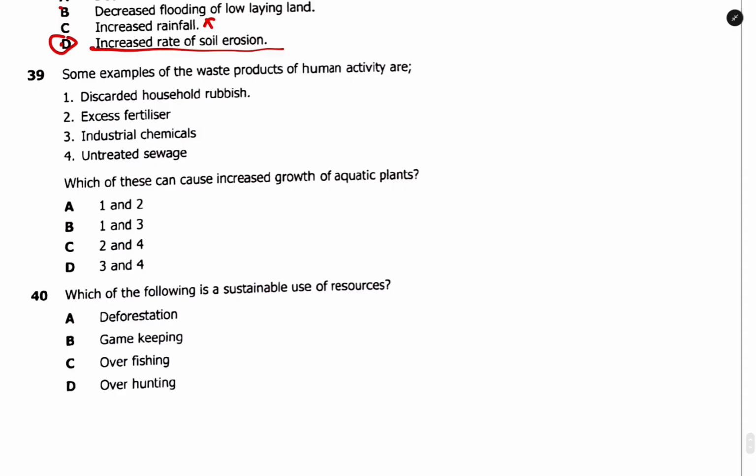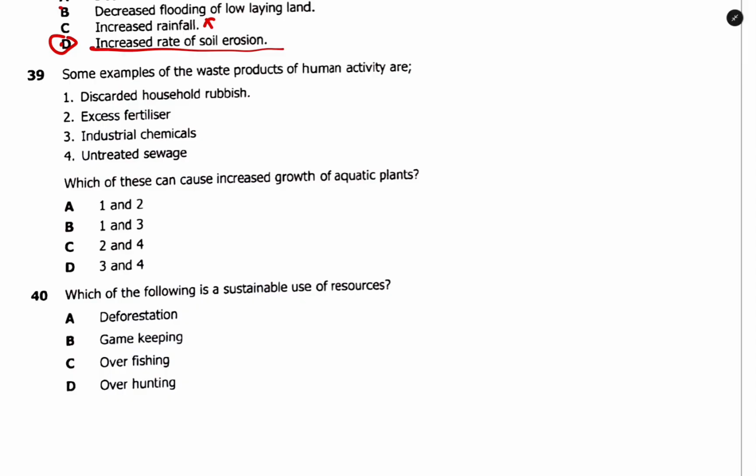Okay, 39. Some examples of waste products of human activities are discarded household rubbish, excess fertilizer, industrial chemicals, and untreated sewage. Which of these can cause increased growth of aquatic plants? Aquatic plants are those that are found in water. So which one of the following? Can discarded household rubbish cause an increase in aquatic plant growth?